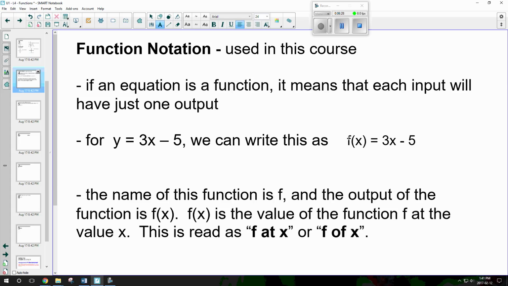We could put a g in front of there, so we'd have a function called g. But again, the g with the x, the entire thing would be the output or the y value. So f(x) is the value of the function f at the value of x. So when we take our x value and plug it into our equation, we're finding the value of f at a certain value of x. And the way that this is properly read is we can say f at x or f of x.